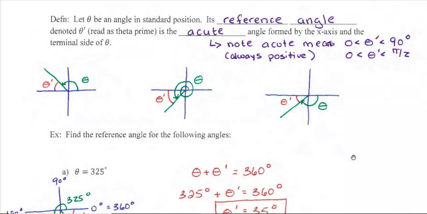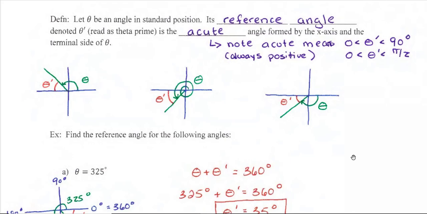Now, let theta be an angle in standard position. Its reference angle, which is denoted as theta prime, is the acute angle formed by the x-axis and the terminal side of theta. Your reference angle is always going to be formed by the x-axis and the terminal side, never, ever, ever the y-axis. Now, what does it mean to be acute?